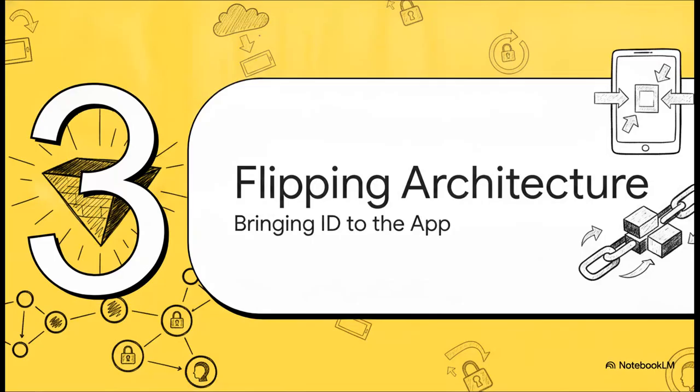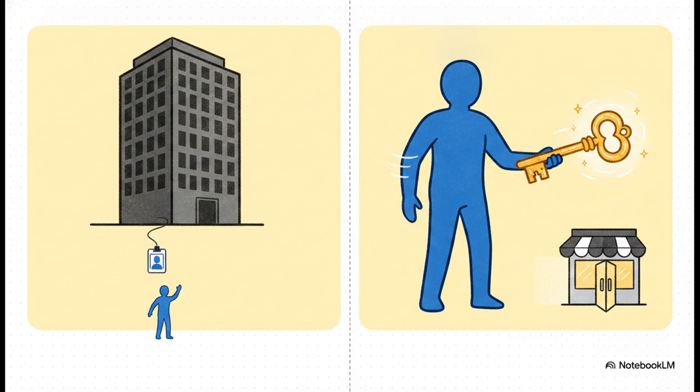Section 3, Flipping the Architecture. Let's look at the core mechanics of this empowerment and how it drastically alters software development. All right, here's the architectural shift in a nutshell. In the old, centralized database model, the app creates your ID. They hold all the cards, they dictate the terms, and you're just a guest in their house.